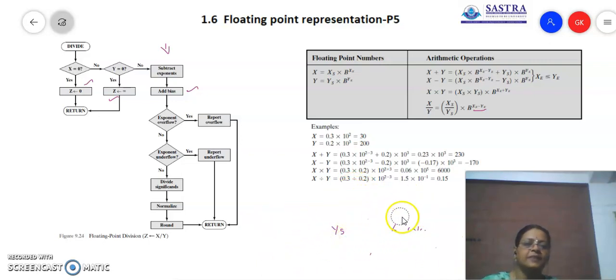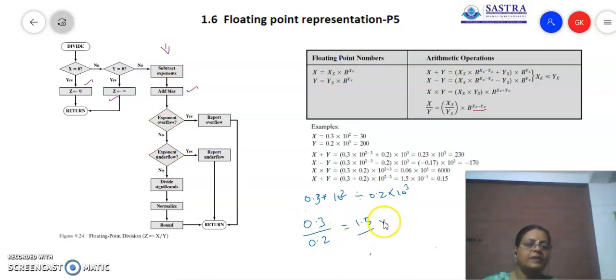So in the example, we are just going to divide two numbers. We have x as 0.3 into 10 power 2 as one of the operands, and that has to be divided by 0.2 into 10 power 3. We are not going to adjust the exponent. Simply take 0.3 and divide the significand by 0.2. They are not 0, so you come to this step and divide. When you divide 0.3 by 0.2, the answer will be 1.5.